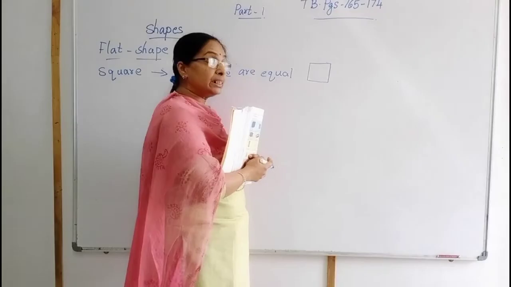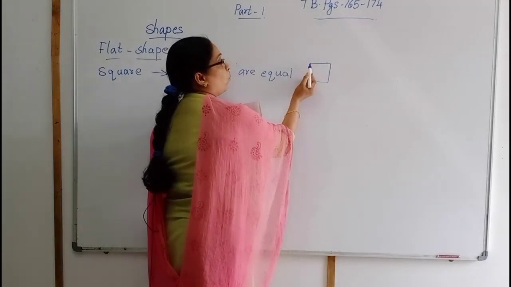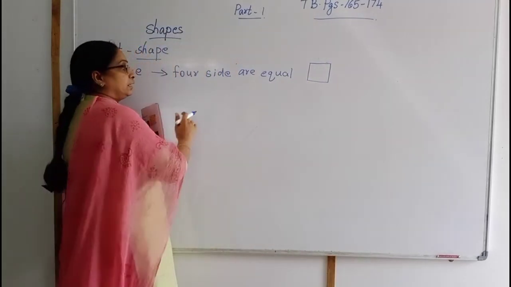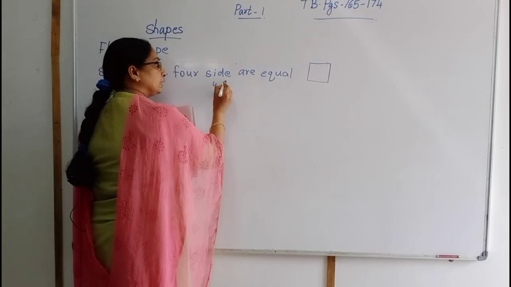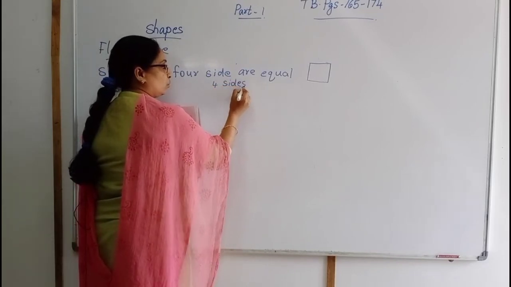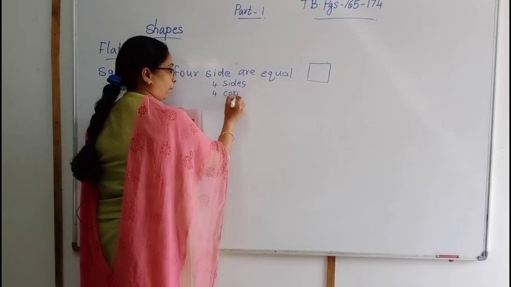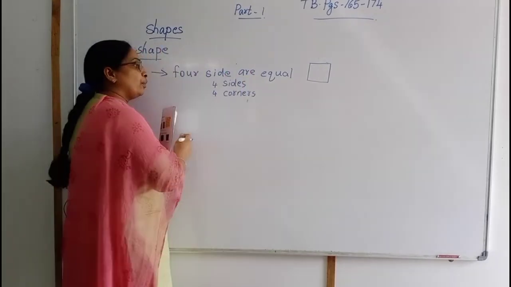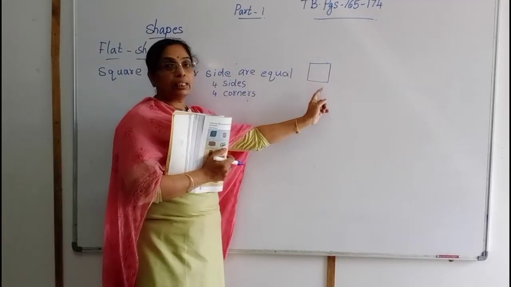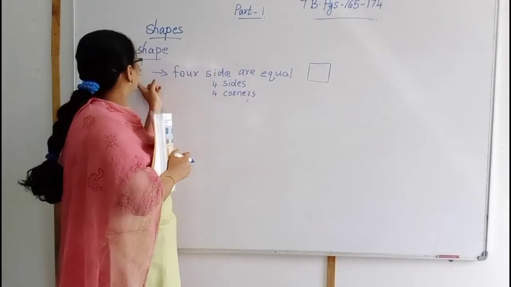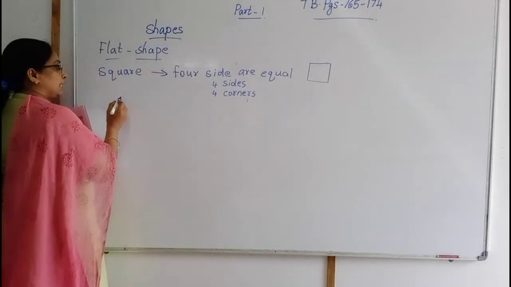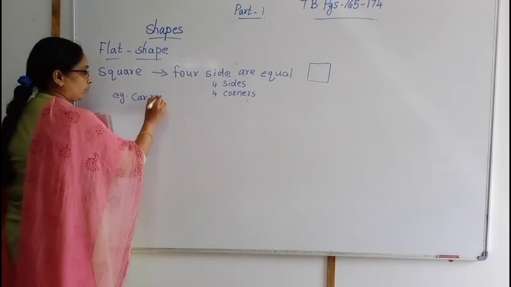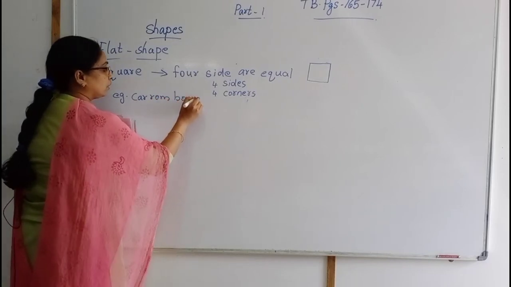1, 2, 3, 4. Four sides and four corners also. It has what, children? Four sides and four corners. A square has four sides and four corners. These four sides are equal. This is what we call the square. For example, we can say two examples: carrom board and chess board.